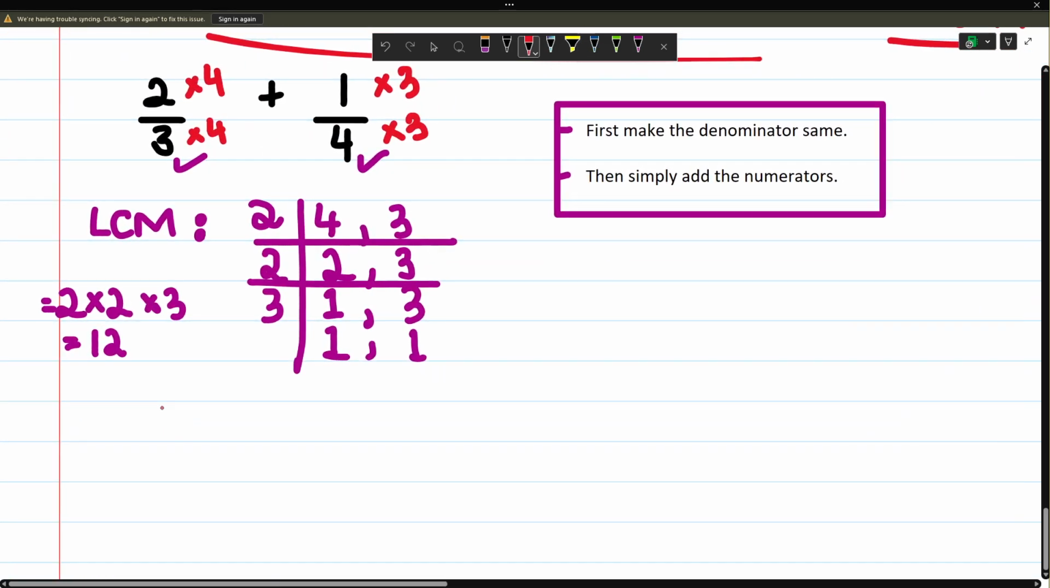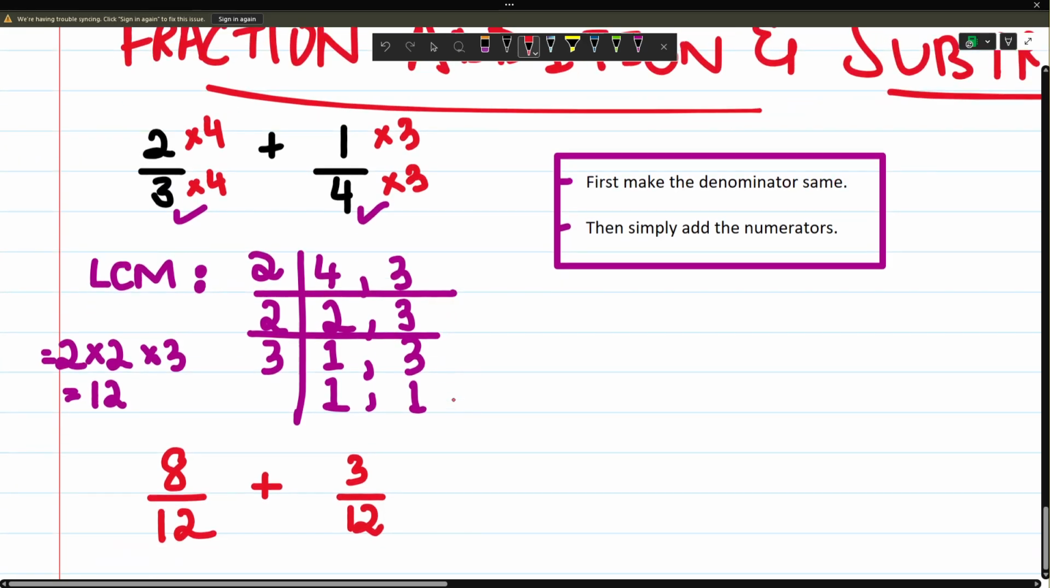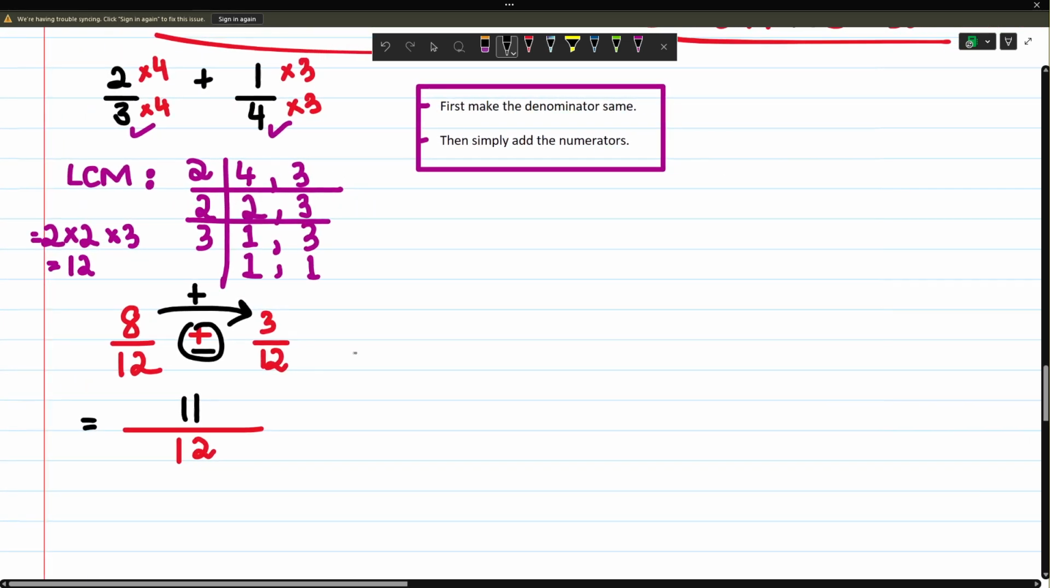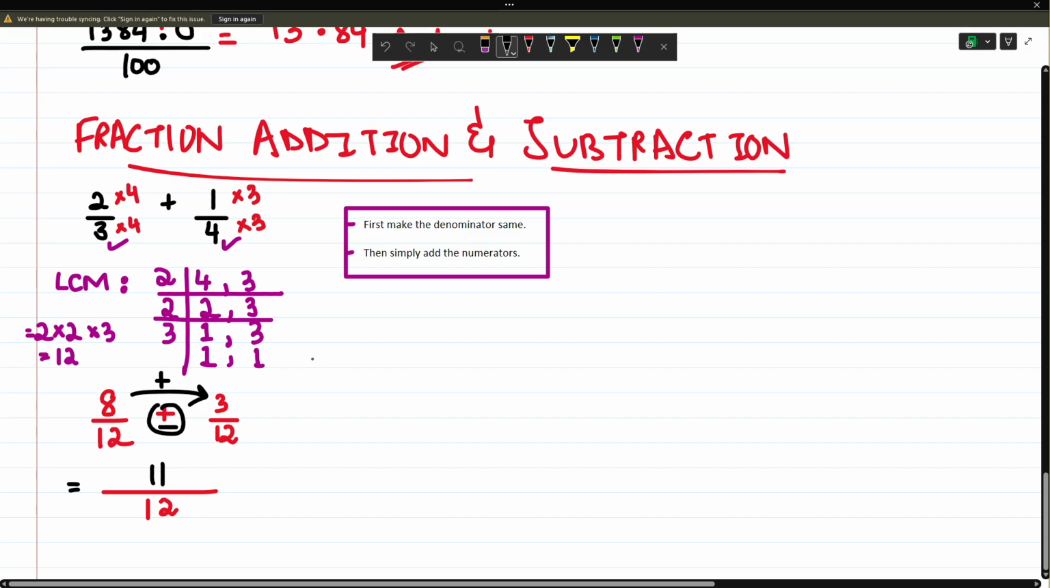So now our new fractions are going to be 8 upon 12 plus 3 upon 12, right? So now the denominator is the same. You will simply write 12, right? And then yes, you're going to add these two. So 8, 9, 10, 11. This is your answer. If this was subtraction, you would simply subtract 3 from 8. That's it. There is no change in the process. You will simply subtract, and everything else will be the same.